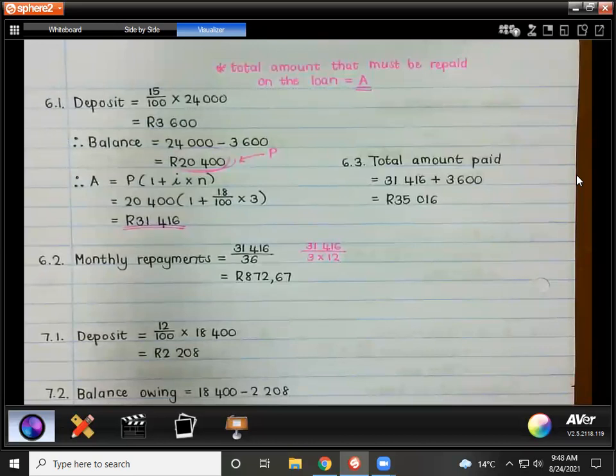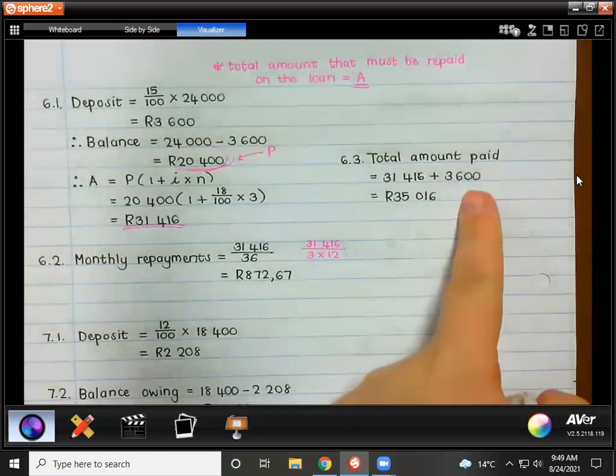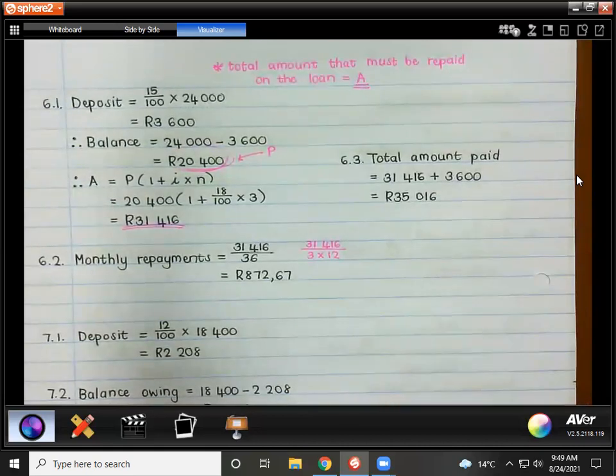Then 6.3, that is now asking for the total amount paid for the whole sound system. Okay, so that is always your A amount, because that is the amount that you borrowed plus the interest, and then you add your deposit to that as well. So this sound system was actually worth 24,000 Rand, but because you buy it on hire purchase, you pay 35,000 Rand for it. Okay, and that's what they're asking when they say, how much are you actually paying in total? You've paid interest and you paid a deposit, and altogether it's 35,000 Rand.